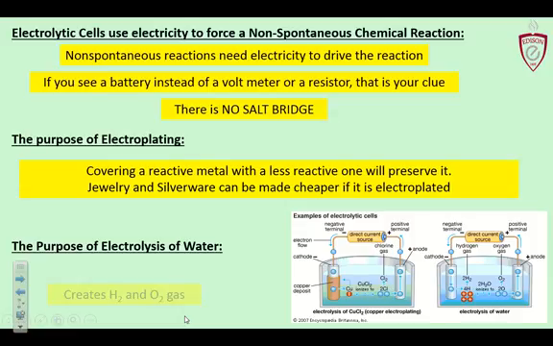So the key words that you're looking for are electrolysis, electroplate, plating, reacts with electricity. They're all part of electrolytic cells, needs electricity.